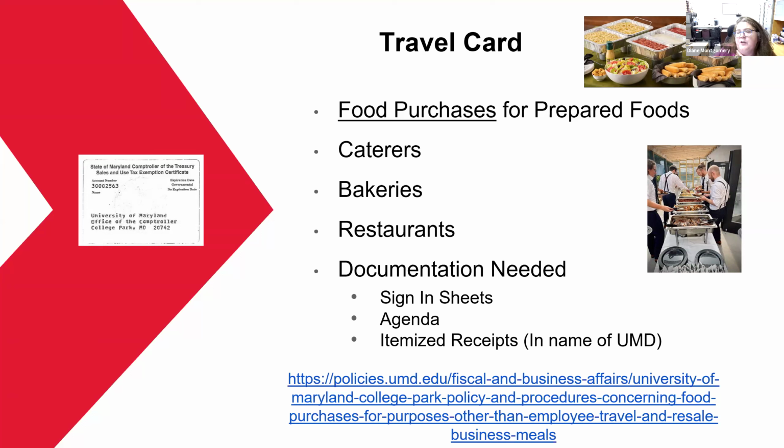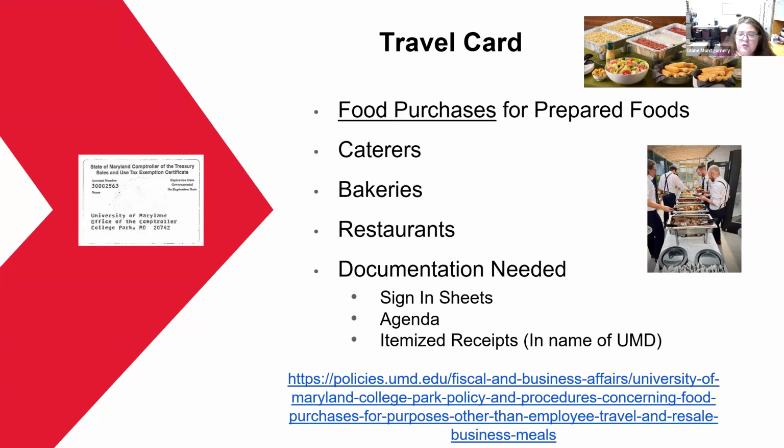So your travel card is going to be for your food purchases for prepared meals. Even if you're using Wegmans catering, you're going to do that. Now, if I was buying cupcakes at Wegmans, would I probably do that? Probably not. I'd probably use my purchasing card. You're also going to use your travel card for caterers, bakeries, restaurants, even Dunkin' Donuts for the prepared coffee. You're going to do that.